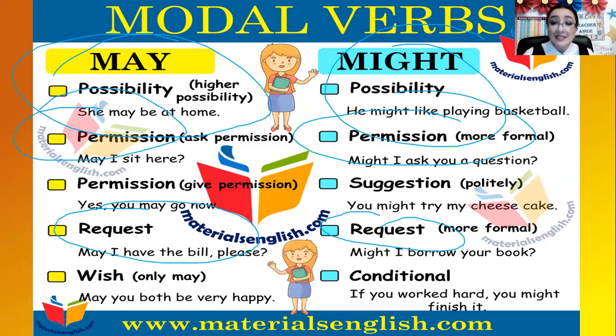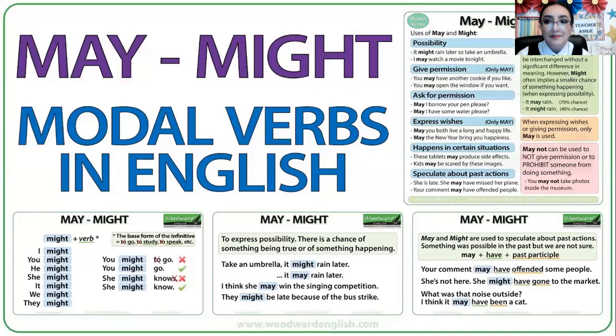But the difference between may and might is that might is more formal, okay? Might is not going to be used for giving permissions, but may is going to be talking about giving permissions. And with may, we are going to have some wishes, but with might, that is not possible. We are going to focus on conditionals. That's where we are going to be using this.